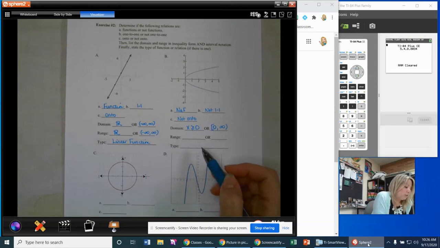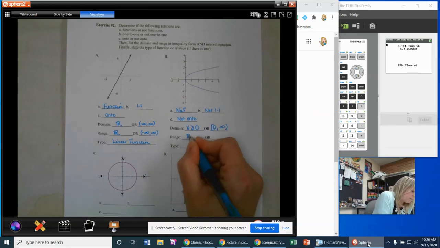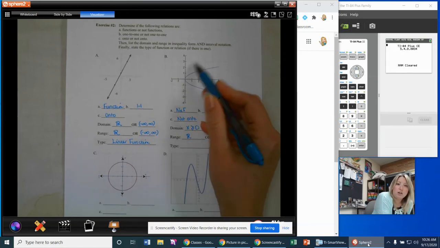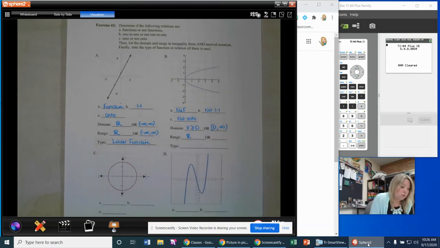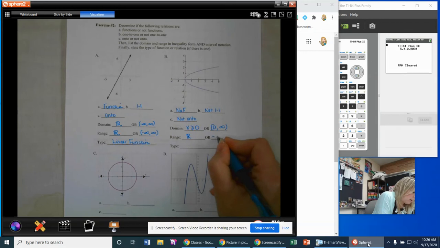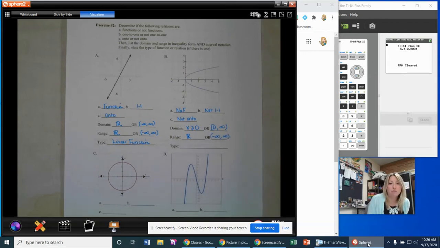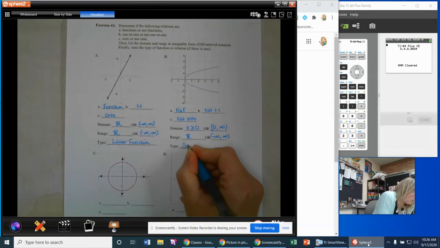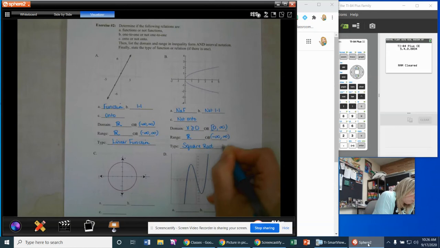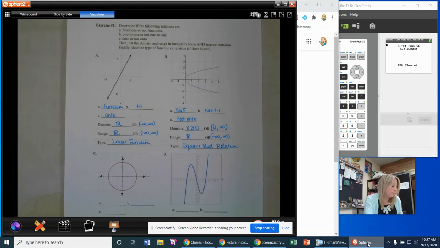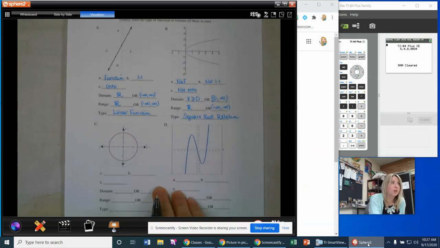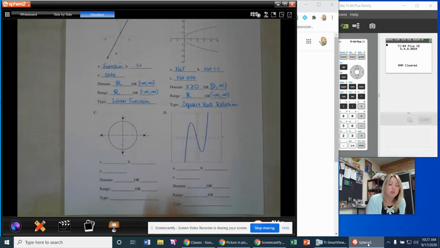The range, of course, is all real numbers because it's just increasing in y values in both directions. So since it's all real numbers, that's -infinity to +infinity and parentheses on each end. Type: this is a square root relation, not a function. So we'll just call this a square root relation. Right? Those parabolas on their sides, those are square root relations.